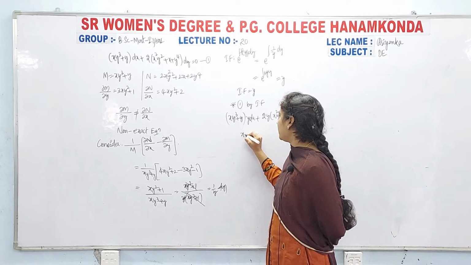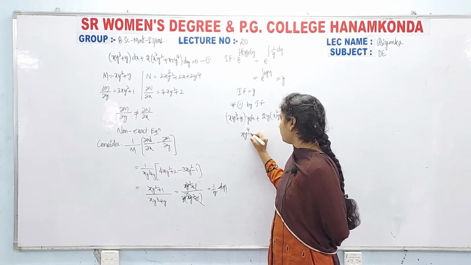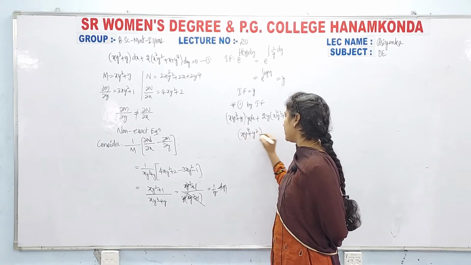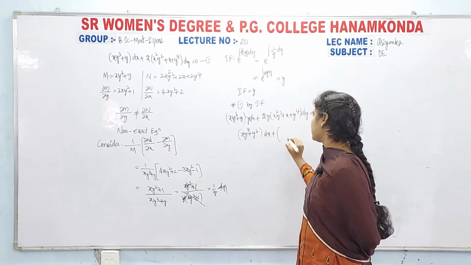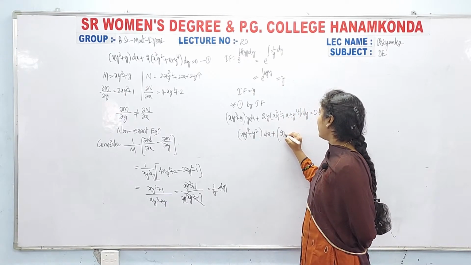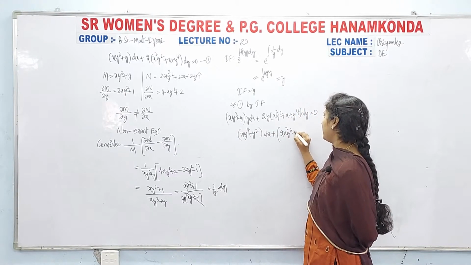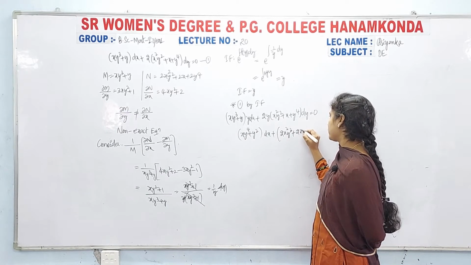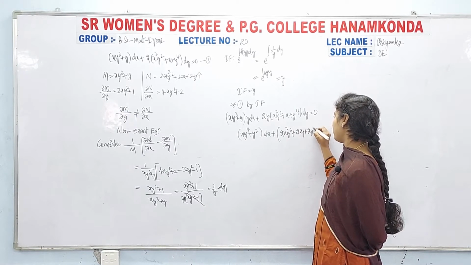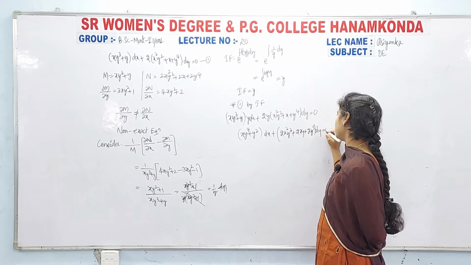Next, what we get here is (xy^4 + y^2)dx + (2x^2y^3 + 2xy + 2y^5)dy = 0.